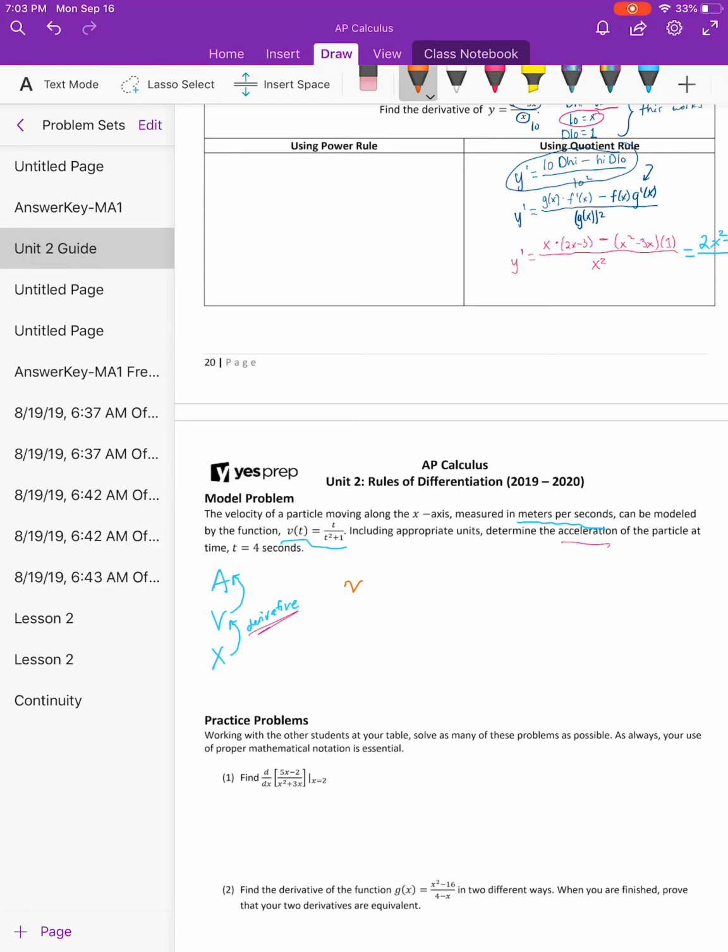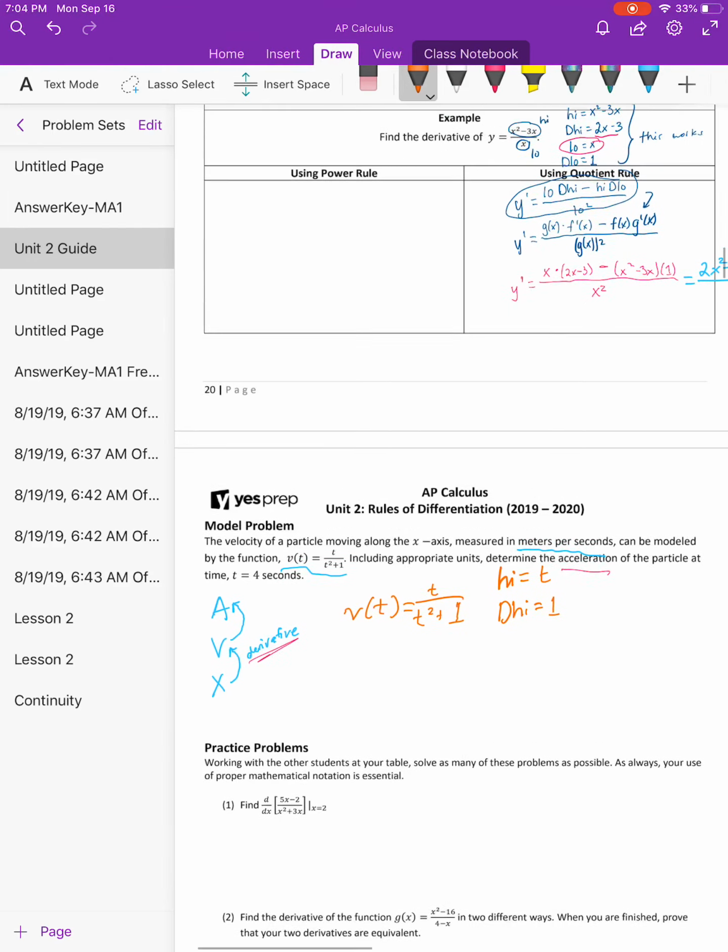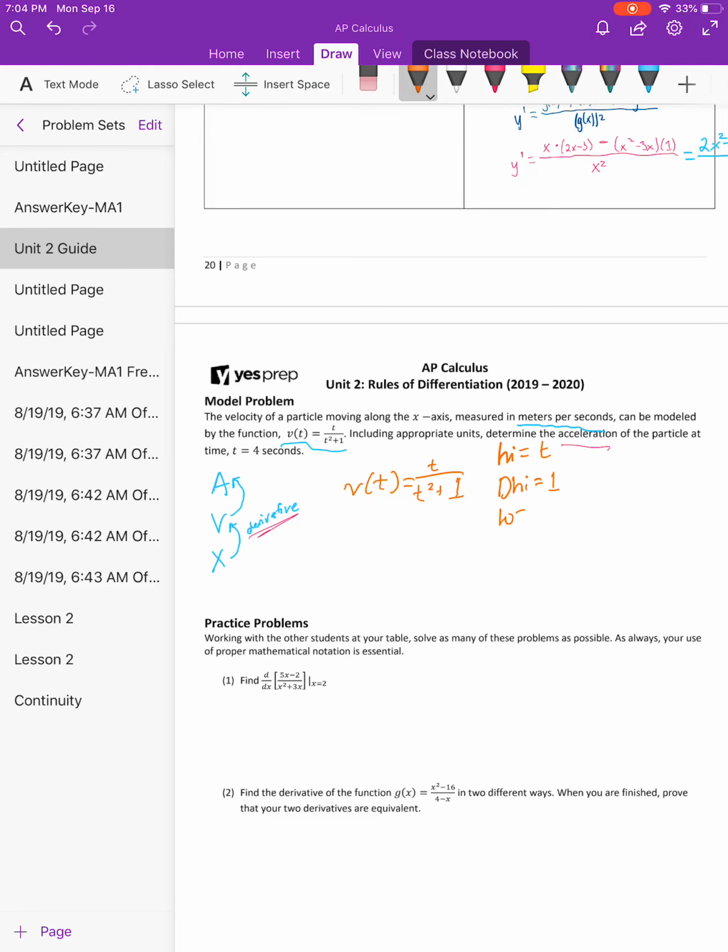Now, the first thing you should do, v of t is equal to t over t squared plus 1, is determine your high and your low. I want you to write them always out to the side. So, high equals t. D high, the derivative of the high one, is 1. Low is t squared plus 1, and d low is 2t.